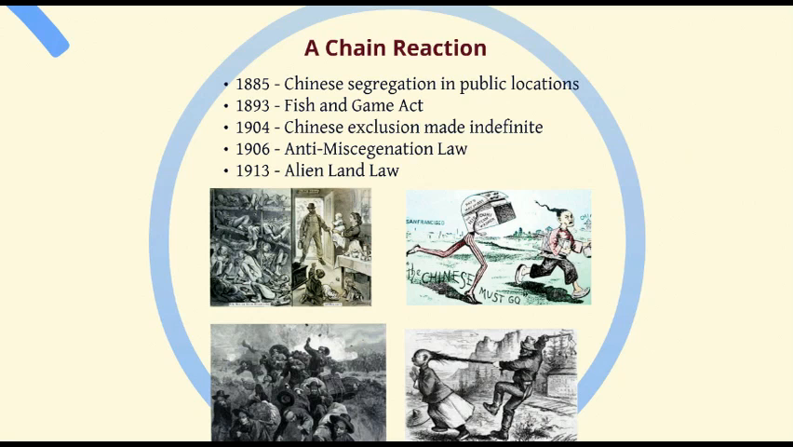2 years later, in 1906, we passed the Anti-Miscegenation Law, which made it illegal for any Chinese to marry a white person. It basically made any kind of mixed race marriage illegal. And then in 1913, the Alien Land Law was passed, which prevented all non-U.S. citizens from owning any type of land or property. So they couldn't own businesses, they couldn't own homes, they couldn't buy land.